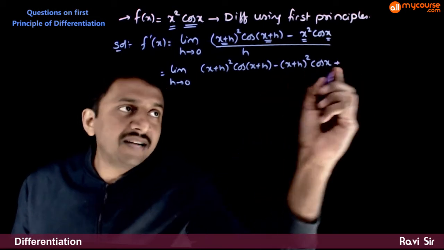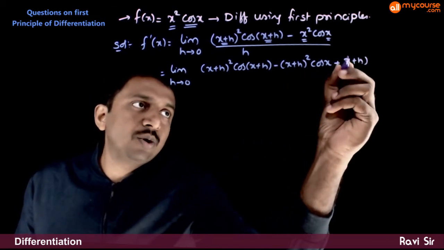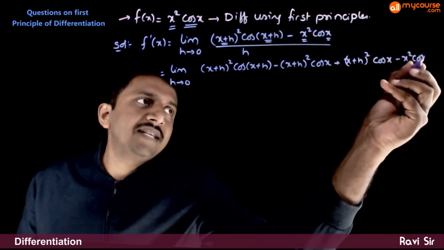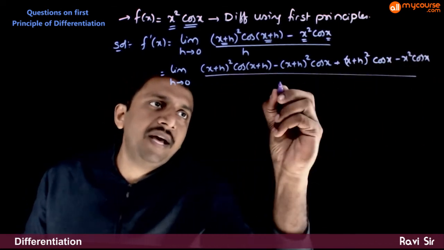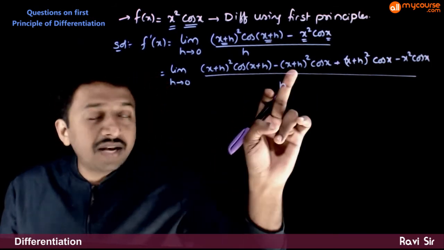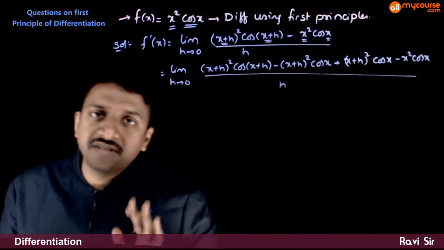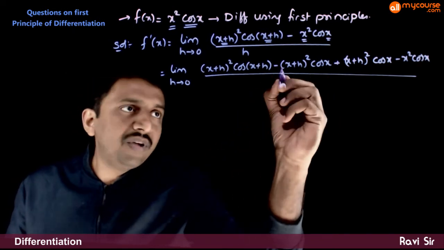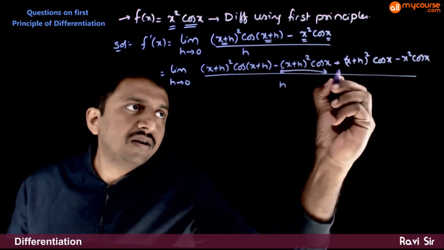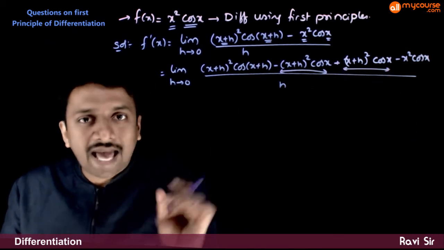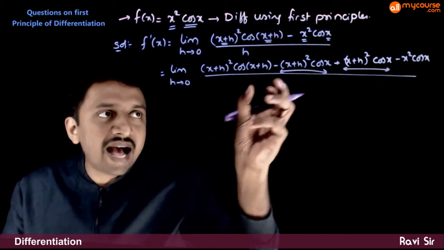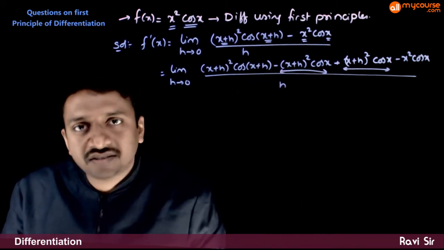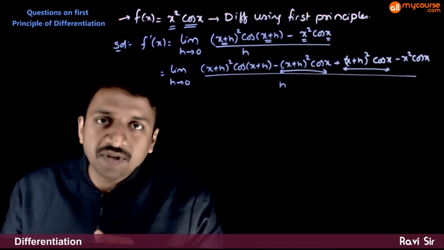So I'll subtract this and add this also: x plus h whole square times cos x minus x square cos x as it is, and divided by h. You can as well choose x square cos x plus h, that is your choice. But usually we subtract and add an intermediate term, that is, half of the function converted to x plus h, the other half as it is. So see what happens when we do this.